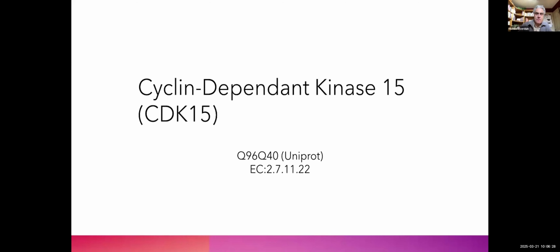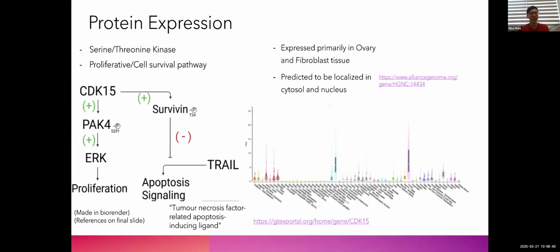Okay. So my chosen protein was cyclin-dependent kinase 15, or CDK15 for short. This is the UniProt entry I used, and this is the enzyme class. So CDK15 is a serine threonine kinase, and like the rest of the CDKs, it's involved in proliferative and cell survival pathways. CDK15 has been shown to interact with both PAC4 and survivin. CDK15 phosphorylates PAC4 on its serine 291 residue, which activates it. It stabilizes it in its active form.